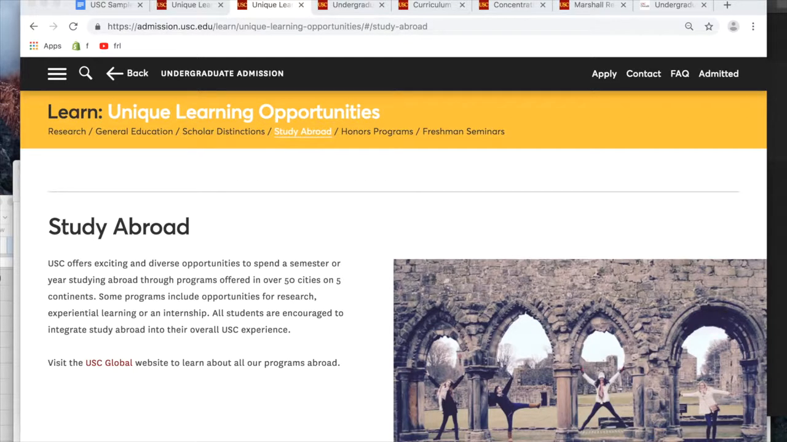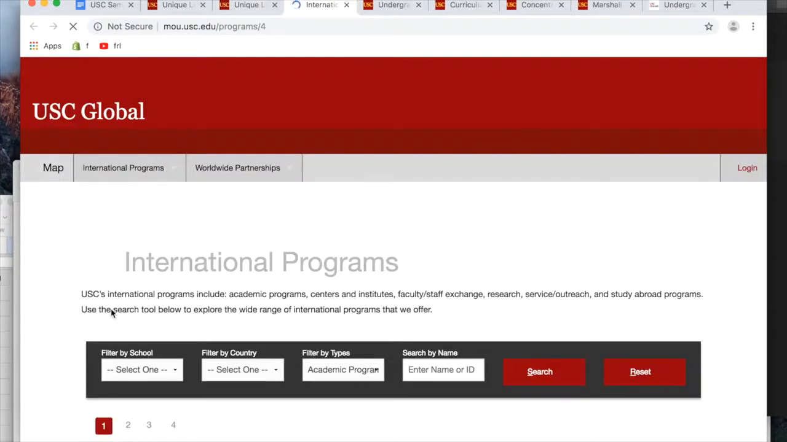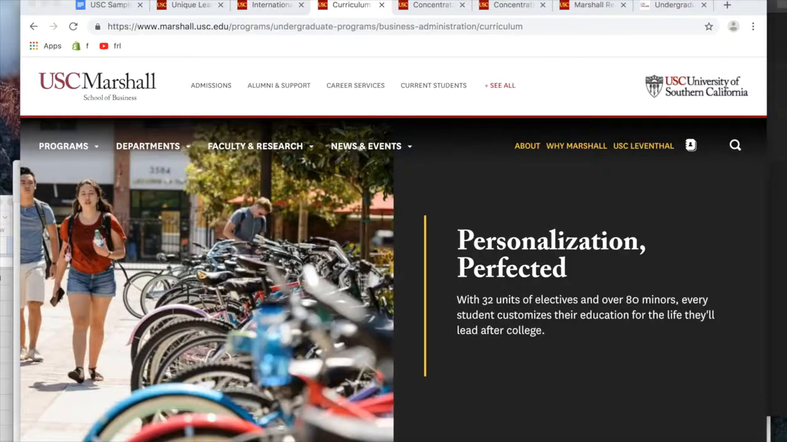And if you look underneath, they have the Study Abroad Program. So this will be a very important program to mention, especially if it relates to your goal. Programs that include opportunities for research, experiential learning, or internships abroad will be very important. If you click on USC Global, you can find an international program to study abroad that you want to join. So now let's dig deep into a major that you want to apply to.